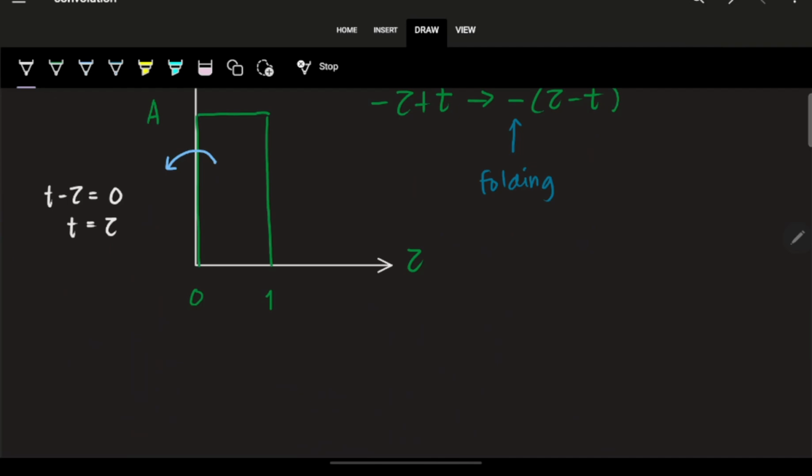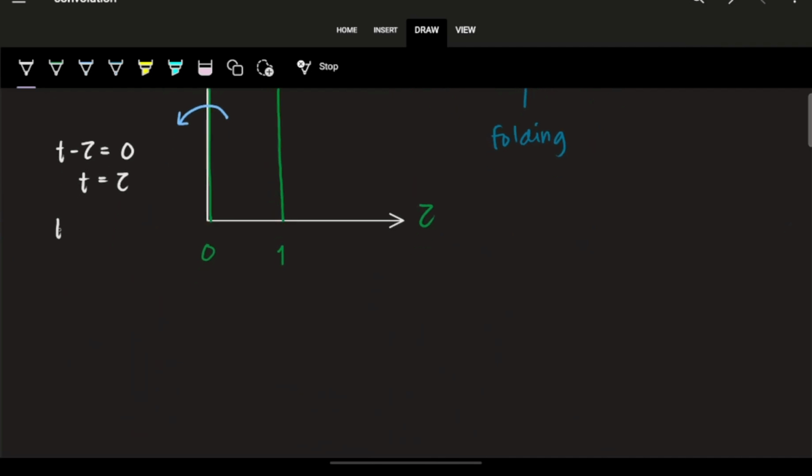Then we have our 1. So we have t minus tau is equal to 1. However, remember that we are defining our functions now in terms of tau, so dapat si tau yung ma-isolate natin. So lipat ko si tau sa kabila, si 1 ililipat ko din. So that's t minus 1 is equal to tau.